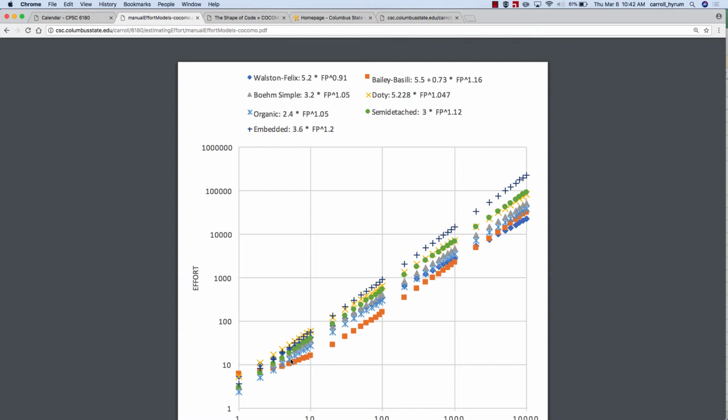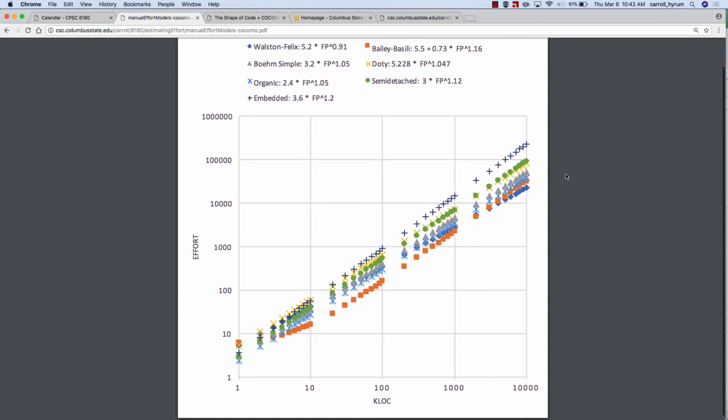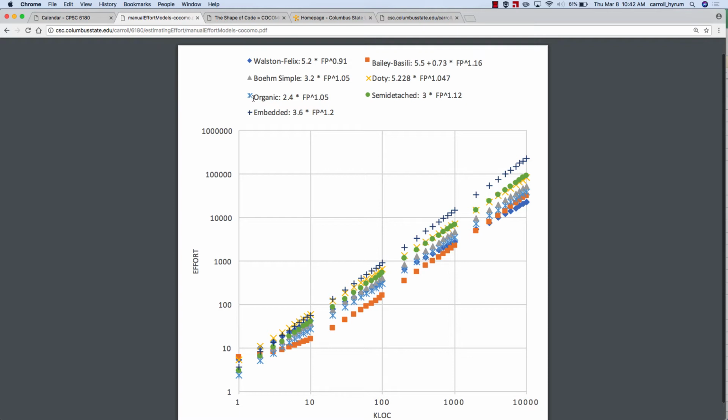And here's those three plotted on the same graph as these other models. So where are they? Organic is this blue one here. So it's right in the middle of those maybe. Semi-detached is a little harder. It's more at the upper range there and growing. And then embedded grows a lot more and distinguishes itself, but it's not too far off from these other models.